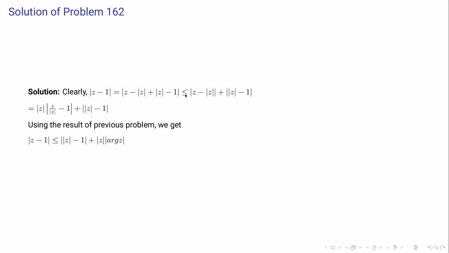So we can write this to be less than or equal to mod of z minus mod z plus mod of mod z minus 1. Now from the first part of this, we take out mod z common. So it will become mod z into mod of z by mod z minus 1, plus mod of mod z minus 1. So we have just found the value of z by mod z minus 1, that is this part, is less than or equal to argument of z. And that's how we have the required result.